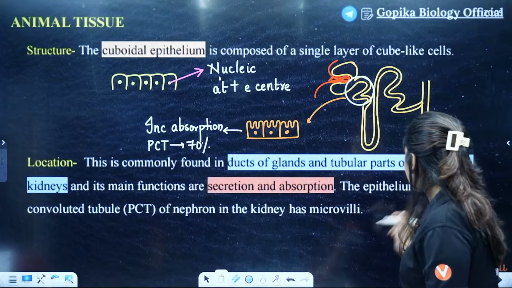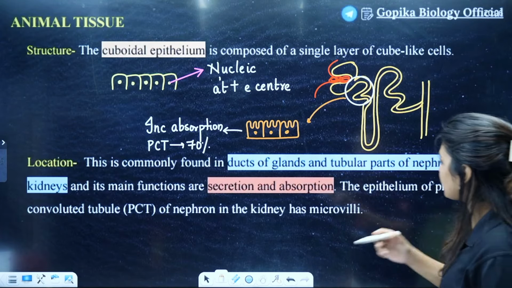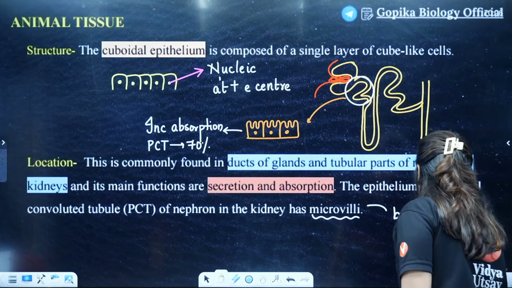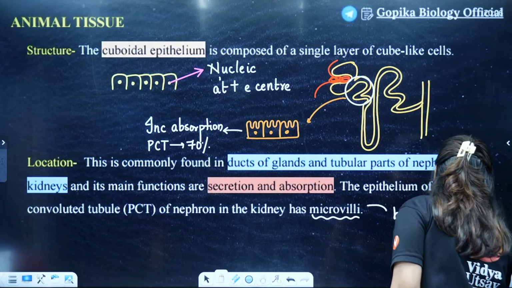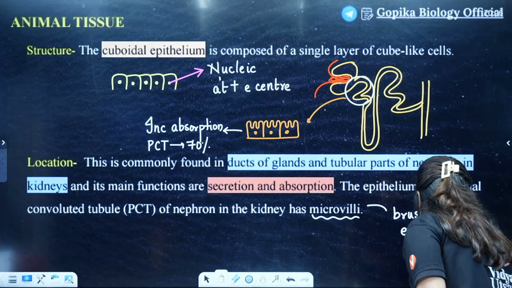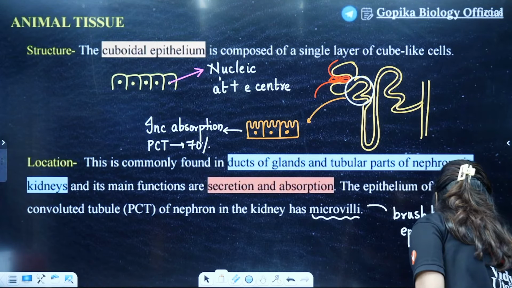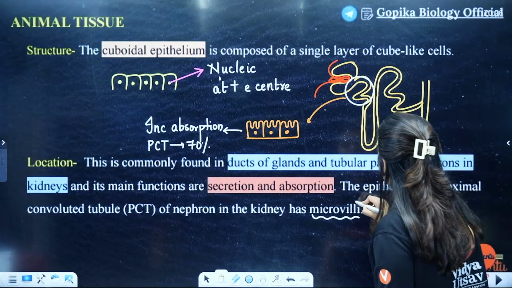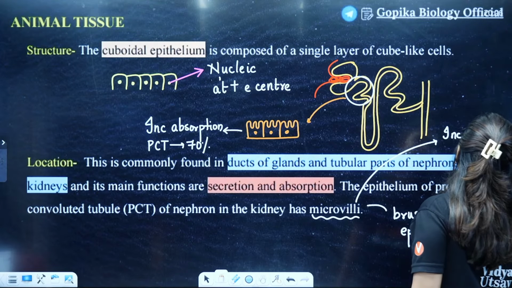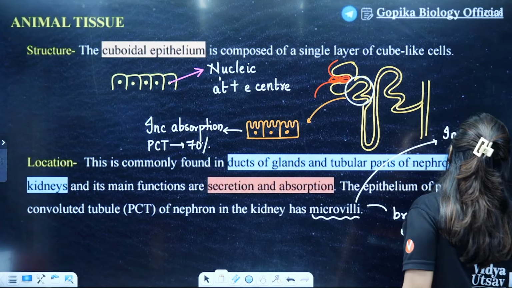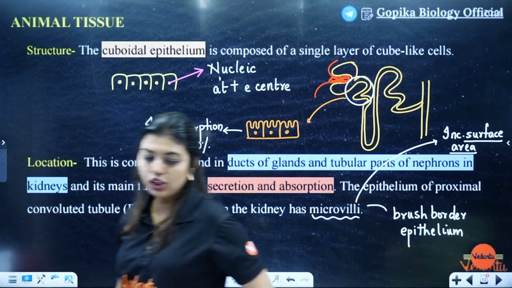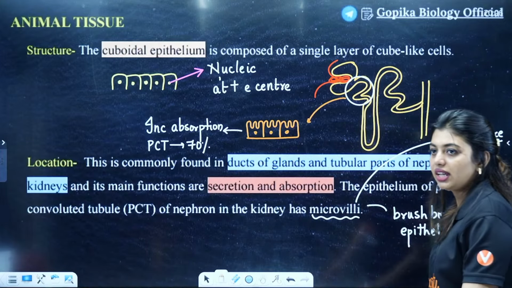So the epithelium of proximal convoluted tubules of nephrons of the kidneys has microvilli. When they have microvilli, you call it brush border. Many students do not know this. They think brush border is something else, microvilli is something else. Students, why do we have microvilli? The simple purpose of microvilli is to increase the surface area. All these are basics. Any doubts? No, villi and microvilli are different.